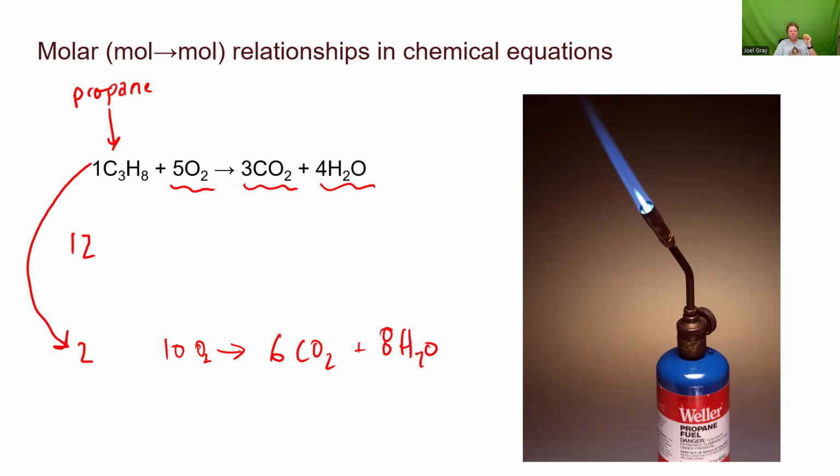So if we had 12 propane molecules, then we're going to have 12 times as many O2 molecules, which would be 60. 36 CO2 and 48 H2O. It all scales accordingly. So that's a mole to mole relationship, a mole to mole ratio.